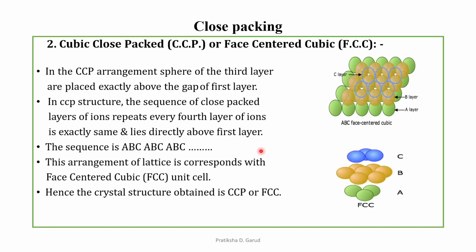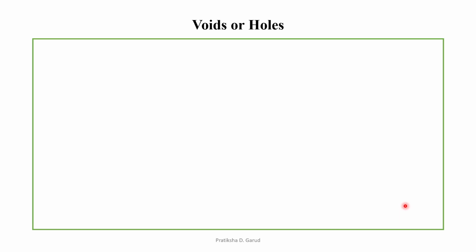Again it is explained like this. Suppose this is the first layer. On the gaps of the first layer we put the second layer, and then on the gaps of the second layer we put the third layer. That means all three are different, that's why it is the ABC type of pattern. So this is the second type of close packing.